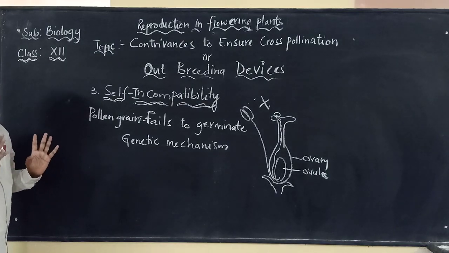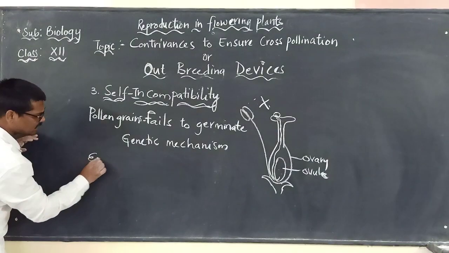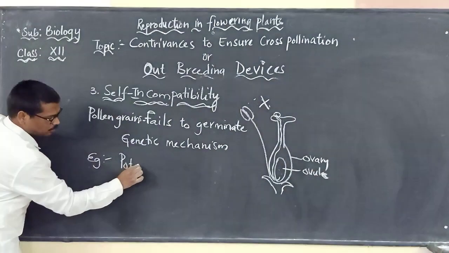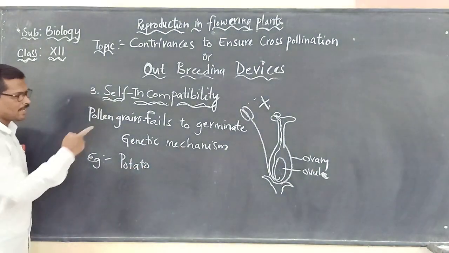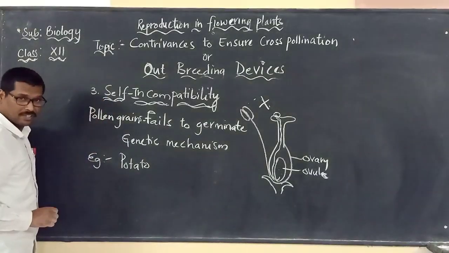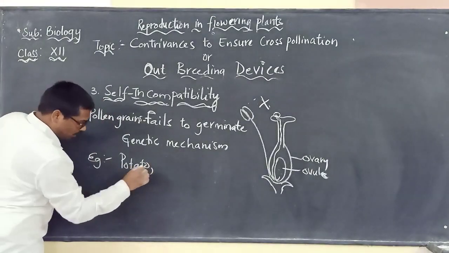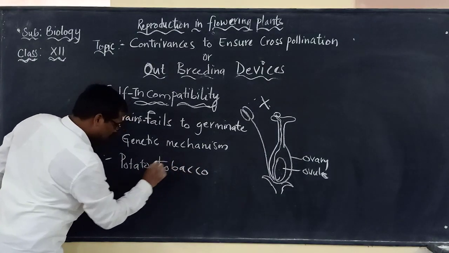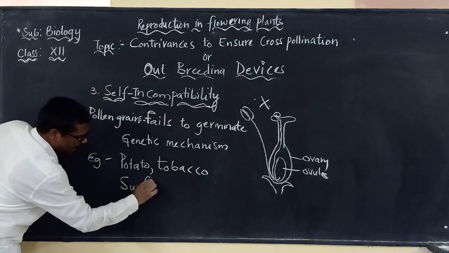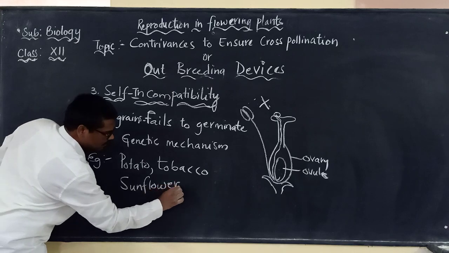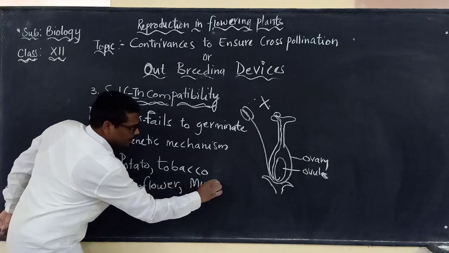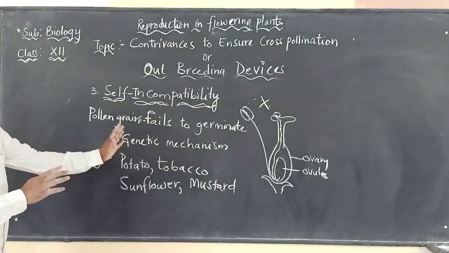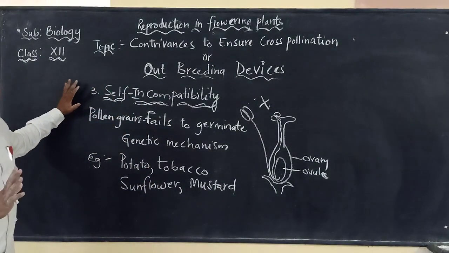Pollen grains will not germinate. So what are the best examples that you have to keep in mind here? The best examples are potato. In the potato we can see this type of situation where self-incompatibility will be exhibited, and also in tobacco, sunflower and mustard. These are a few examples that we are quoting for self-incompatibility.